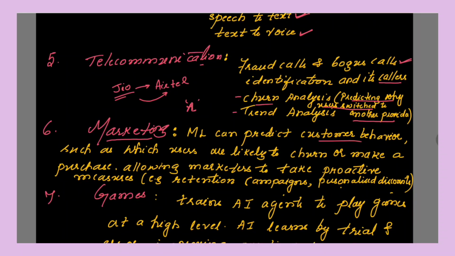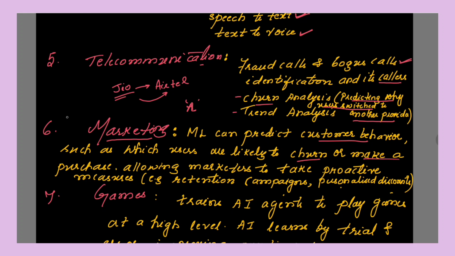It can predict customer behavior, such as which users are likely to churn or make a purchase, allowing marketers to take proactive measures. Example, retention campaigns, personalized discounts. Here the customer behavior is studied. If the customer is not interested in buying a particular product, then marketers can always take some measures. They can offer them personalized discounts. This you might have experienced.